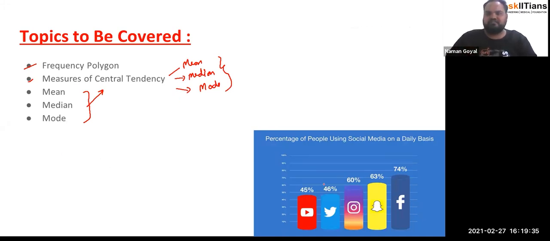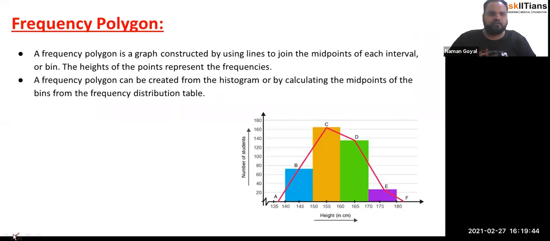As I told you, this graph is in the form of a bar graph. Today we are going to start with frequency polygon. A frequency polygon is a graph constructed by using lines to join the midpoints of each interval or bin. The heights of the points represent the frequencies. The frequency polygon can be created from the histogram or by calculating the midpoints of the bins or intervals from the frequency distribution table.